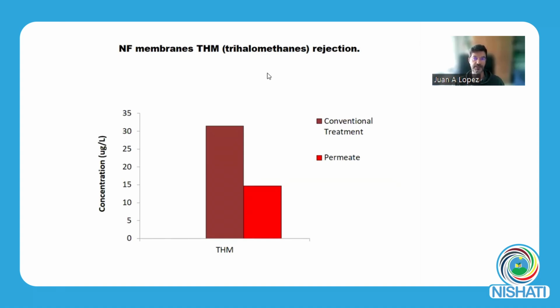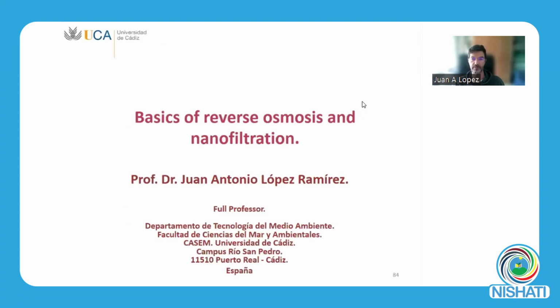And trihalomethanes are very dangerous products that are produced during the chlorination in drinking water plants. The conventional treatment produces a concentration of trihalomethanes of 30 micrograms per liter. We could reduce the concentration by 50%. So the permeate was safer water than the conventional treatment, which was based on the typical scheme of coagulation, flocculation, sedimentation, and filtration.